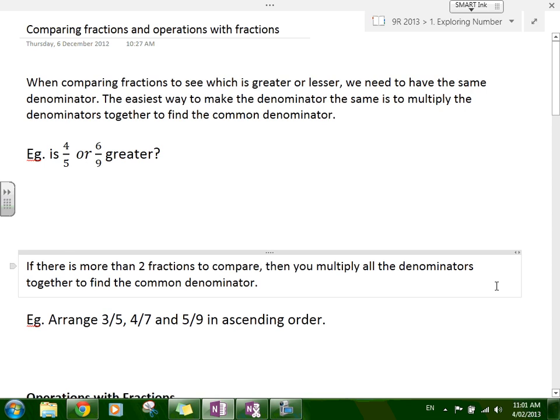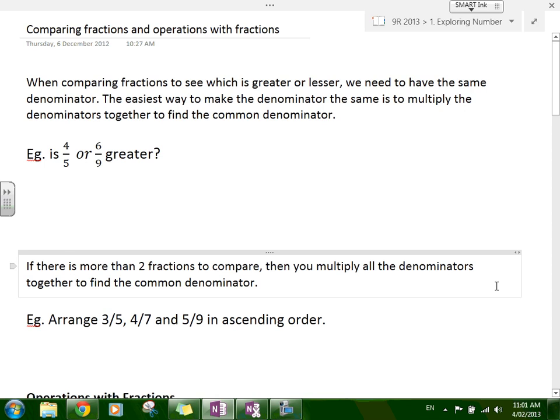Good. Now, we talked about this. Listen carefully. When comparing fractions, if you want to see which is greater or lesser, we need to have the same denominator. There's no point comparing fractions if the denominators are different. It's very difficult to see which is greater, actually not possible to see exactly. The easiest way to make the denominator the same is to multiply the denominators together to find a common denominator.